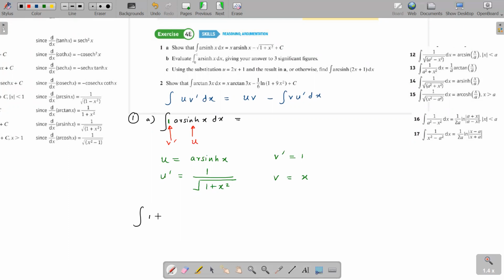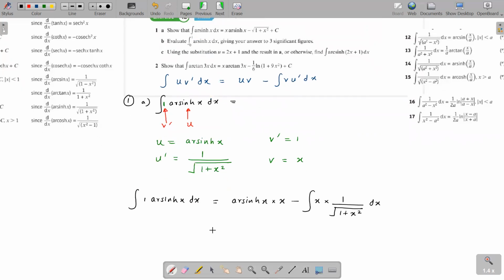So integration of 1 times arcsin x. What do we get? u is arcsin x, v is x. So uv is x times arcsin x, minus integration of v, which is again x, times u dash. u dash is 1 over root 1 plus x squared. You with me? So I get here x times arcsin x minus integration of x over root 1 plus x squared times dx. Are you okay with it?